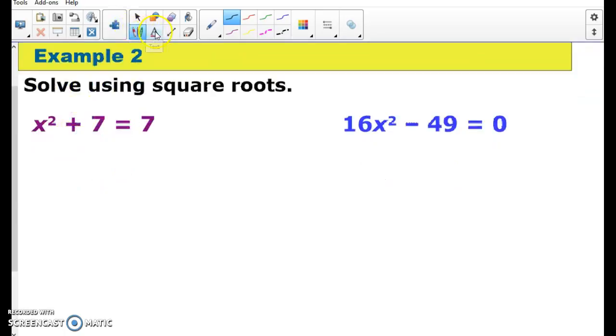So here I have x squared plus 7 is equal to 7. It says plus 7, so I'm going to subtract 7 from both sides. So I end up with x squared equals 0, and then back to that, the square root of 0 is 0.